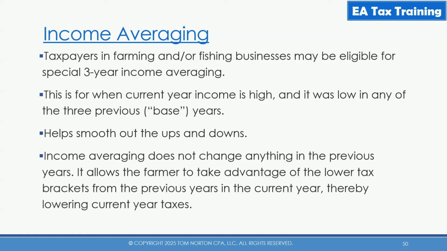Income averaging does not change anything in the previous years. You're not going to go back and amend the previous year's tax returns. Instead, it allows the farmer to take advantage of the lower tax brackets from the previous years in the current year, thereby lowering current year taxes. So, of course, farmers can have good years and bad years. So this is just allowing them to average this year's high income with the past 3 years' lower income. And then you can use that average as this year's income. So instead of using this year's actual income, which was kind of higher than normal, you get to use the average of the last few years of income instead, thereby lowering current year taxes.